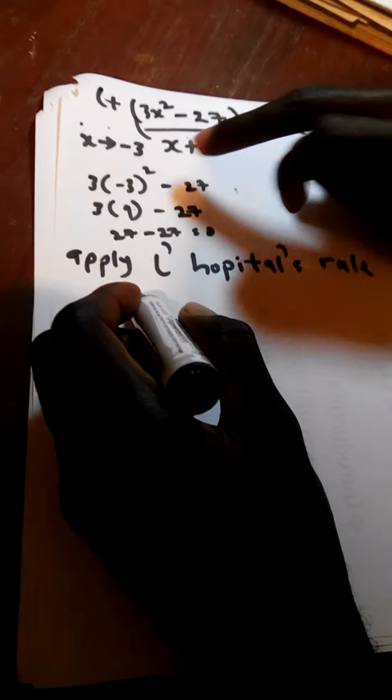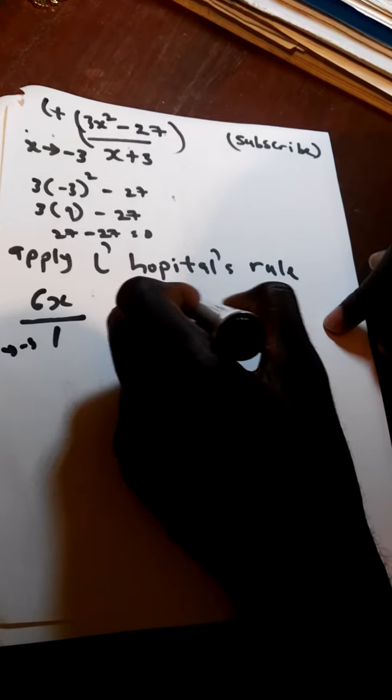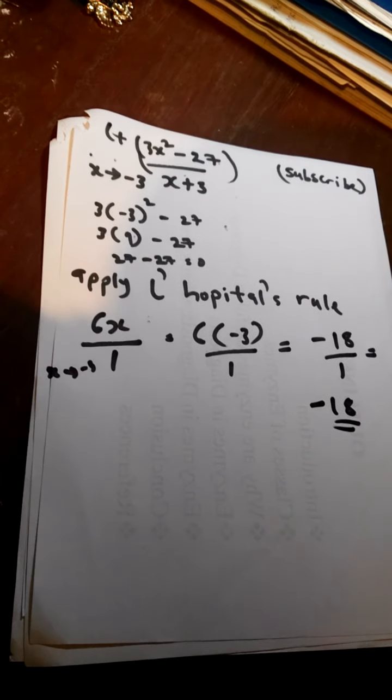Okay, now let's apply L'Hopital rule to this question here. Now, if you differentiate 3x to the power of 2, you get 6x. If you differentiate the constant, you get 0. If you differentiate this, you get 1. If you differentiate 3, you get a 0 there. Now, as x approaches minus 3, 6 into minus 3 over 1 is equal to minus 18 over 1, which is equal to minus 18 as our final answer for that particular limit. Now, we move on without wasting time to the next question.